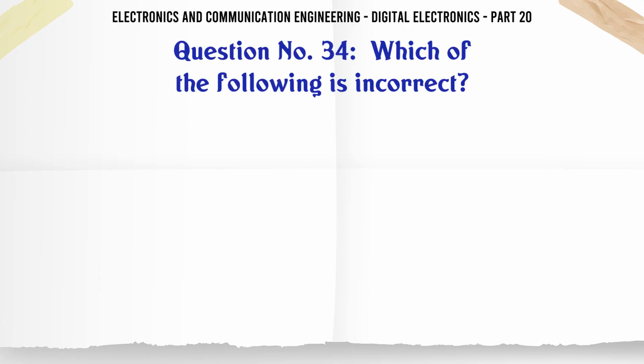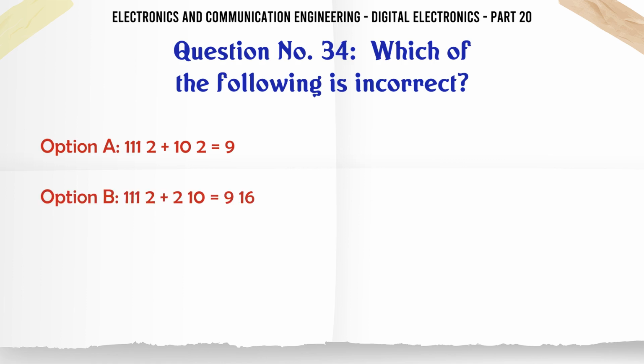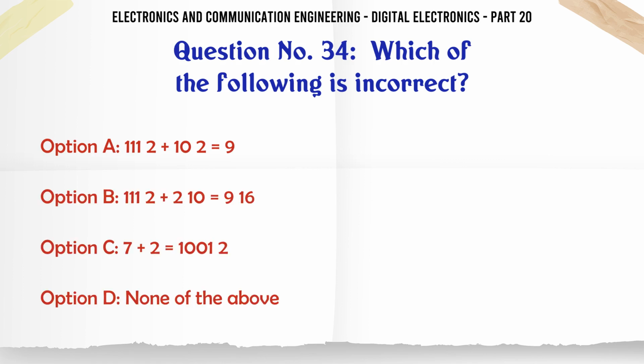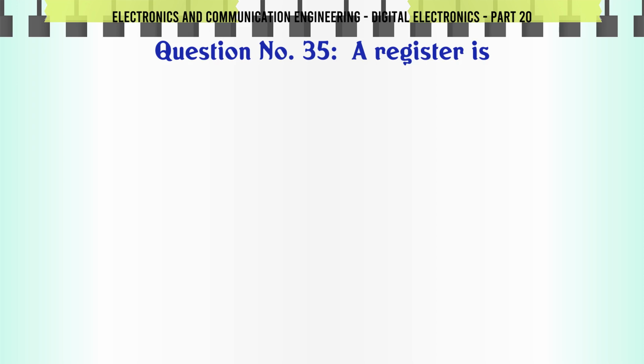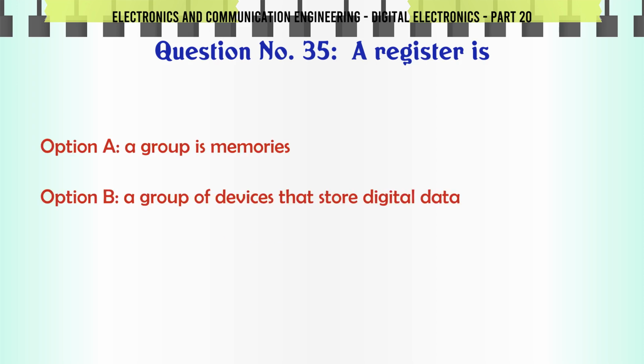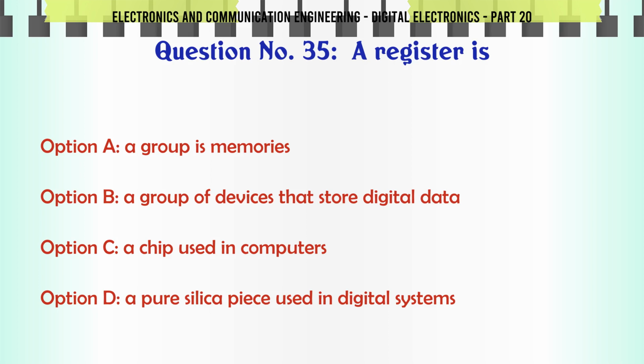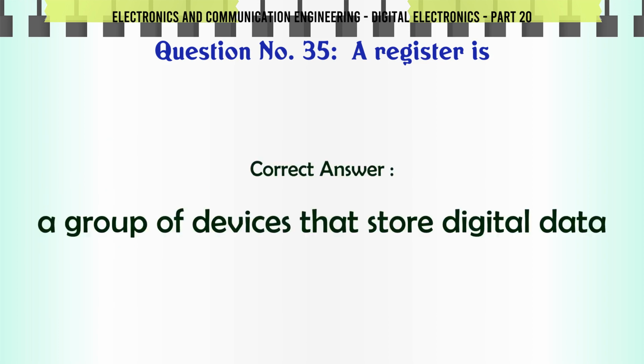Which of the following is incorrect? A, B, C, D none of the above. The correct answer is none of the above. A register is A a group of memories, B a group of devices that store digital data, C a chip used in computers, D a pure silica piece used in digital systems. The correct answer is a group of devices that store digital data.